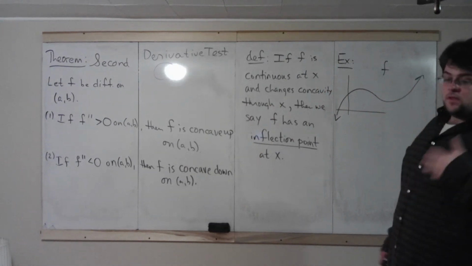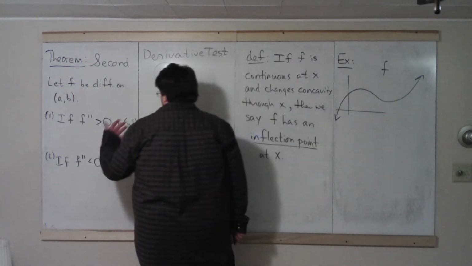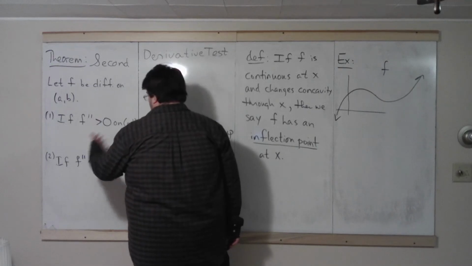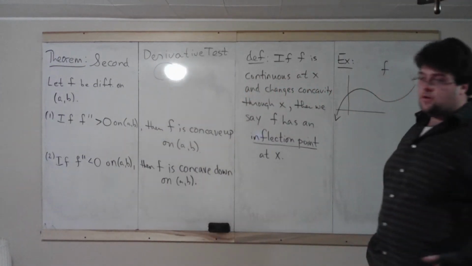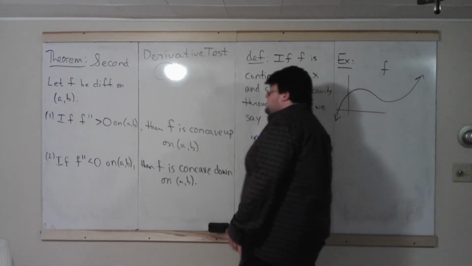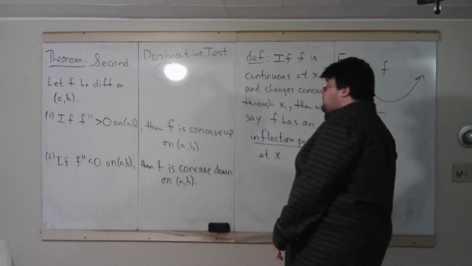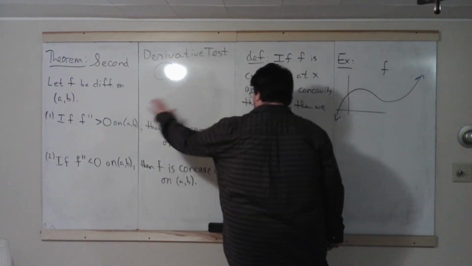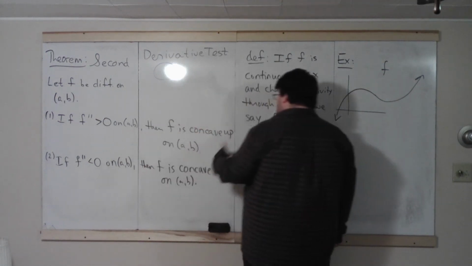And part 2 just flips that around, because all these results have two parts, a positive part and a negative part. So here, if the second derivative is negative on a to b, then the function is concave down on a to b. But notice here, we do have second derivative positive, concave up. Second derivative negative, concave down.